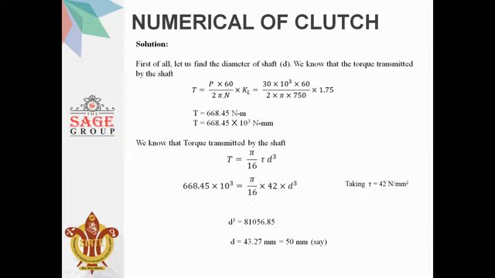So 42.42 Newton per mm square is the shear stress for the steel. So pi by 16 into 42 into d cube. From here we identify the value of d, that is 43.27 mm. So we can say it 50 mm. The shaft diameter is 50 mm.